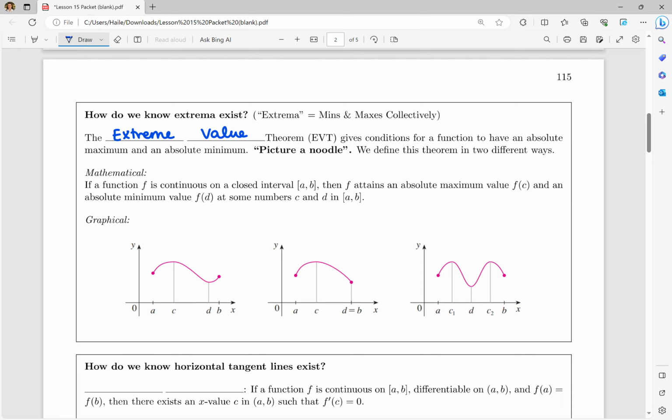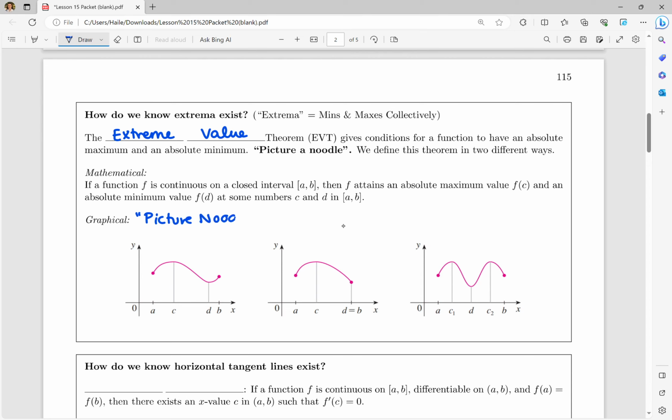So mathematically, if a function f is continuous on a closed interval [a, b], then f attains an absolute maximum value f(c) and an absolute minimum value f(d) at some numbers c and d in [a, b]. Okay, great. We stated it mathematically. Now let's picture the noodle.